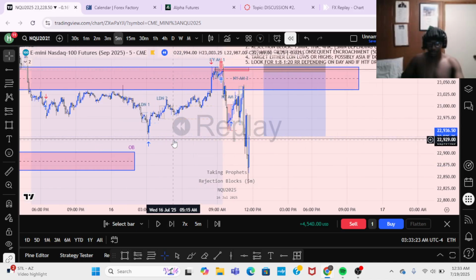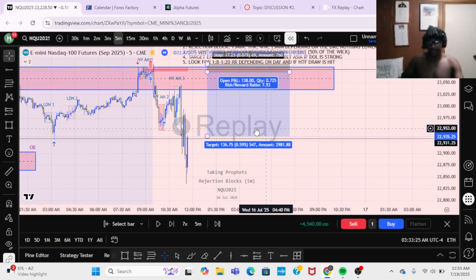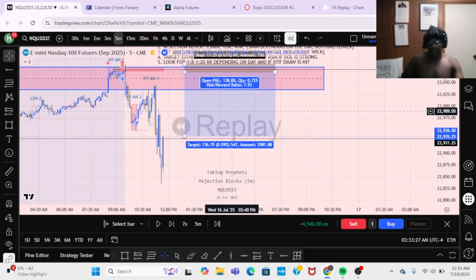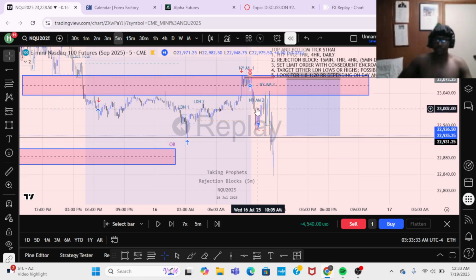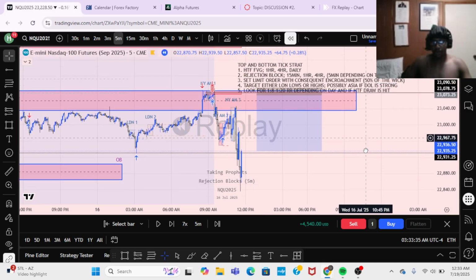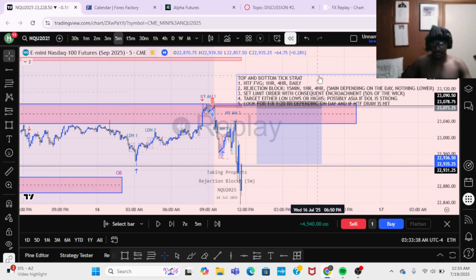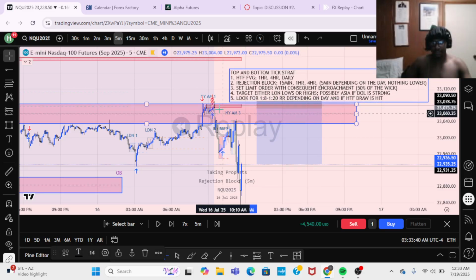Okay, so you would get stopped out. But remember, this wasn't something that I was looking for. But this right here had all of this aligned for this 5-minute top tick. Okay, this is perfect, a really good top tick.